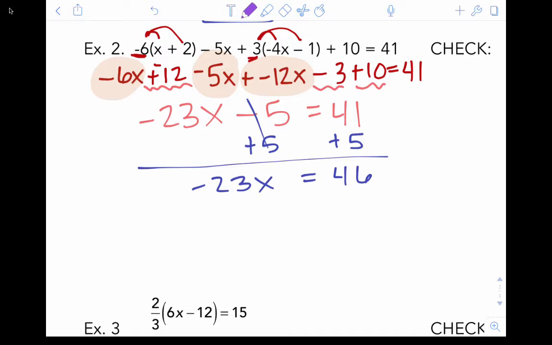Now I just need to divide and simplify. I'm going to divide by negative 23. So my negative 23's cancel out, and I'm left with x. 46 divided by negative 23 is going to be negative 2.